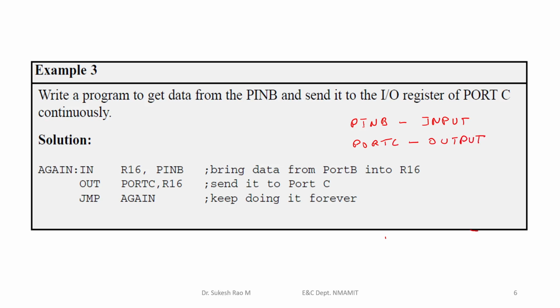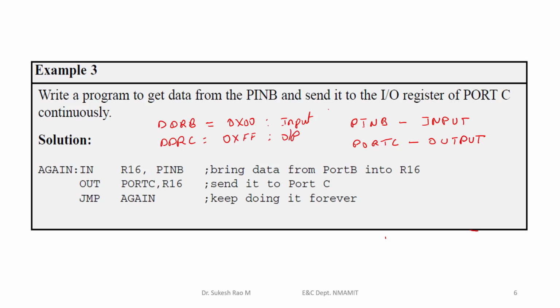So I should configure it. How do I configure? If I want pin B as input, then the DDRB register should be accessed and loaded with the value 0x00. That's what I have told you, that when you write 00 to DDRB, then this is input. Okay, and DDRC should be loaded with 0xFF because 1 indicates output.